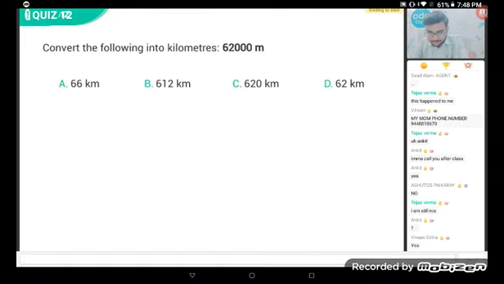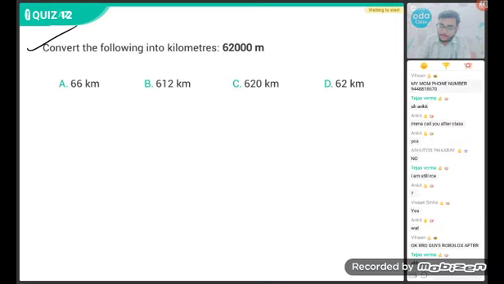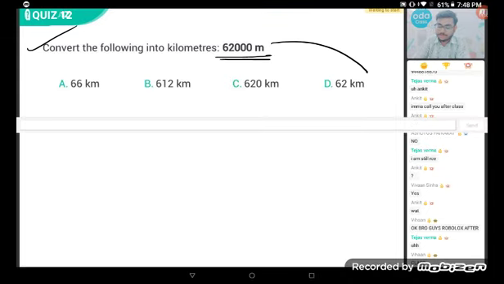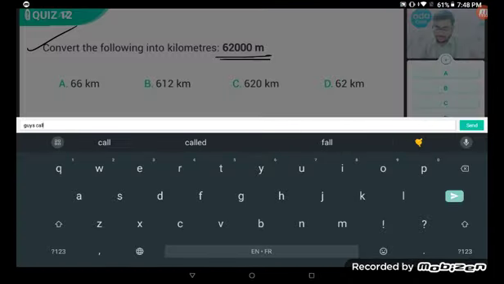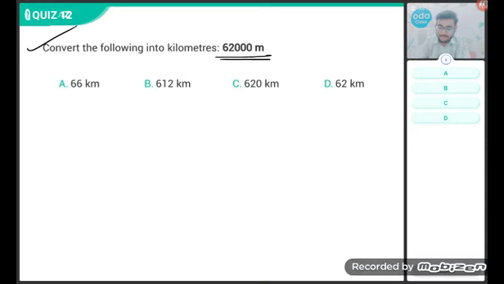Shall we go for one question? Very interesting question. Convert the following into kilometers. You have to convert meter to kilometer. So what should be the answer? Everyone try, and no one should leave the class.